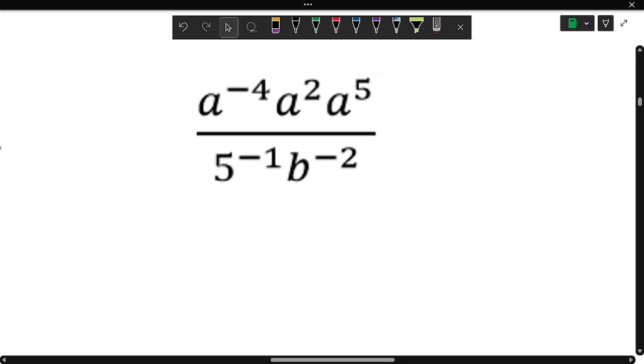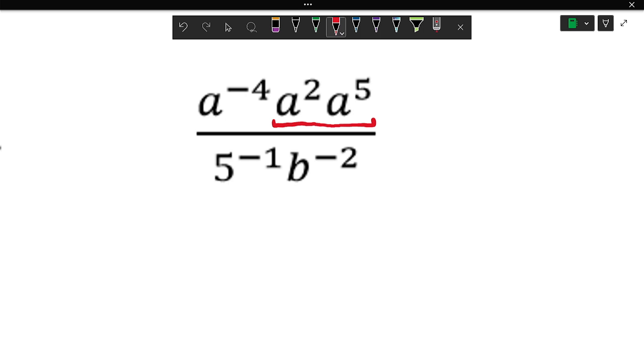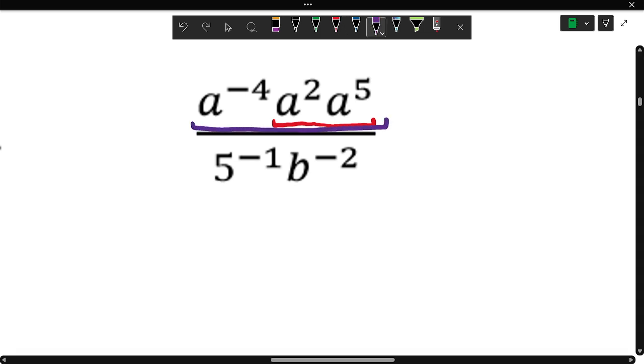In my numerator, I've got right here, I've got 7 factors of a, right? That's a times another a. So there's a to the 7th power. And I'm multiplying that by a to the negative 4th. So that's going to reduce the factors of a I have by 4. So that's going to make this entire numerator just become a to the 3rd power. So I'm just going to go ahead and write that now. There's an a to the 3rd in the numerator.